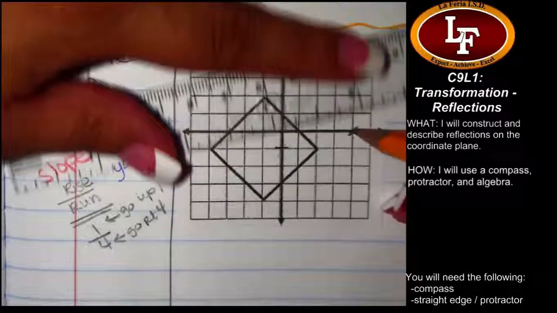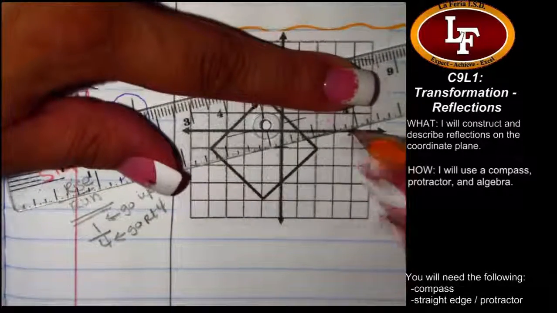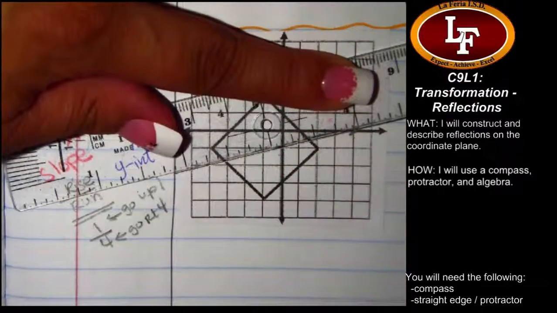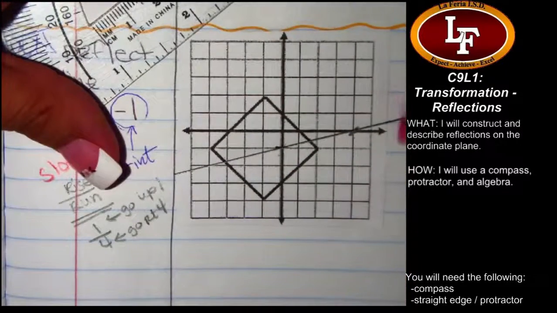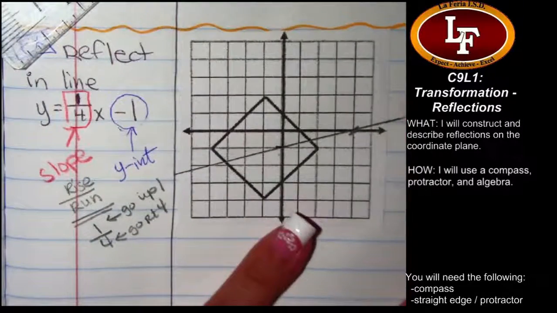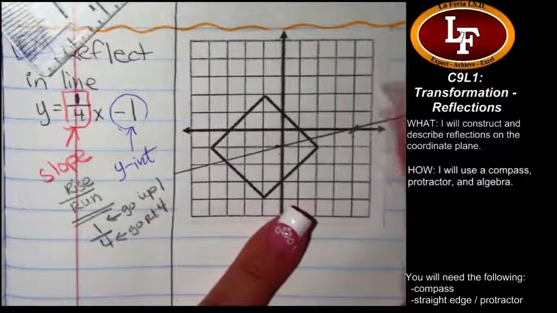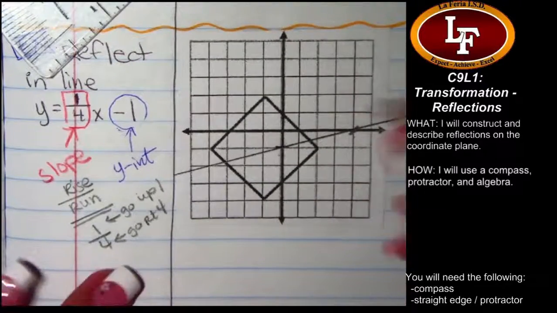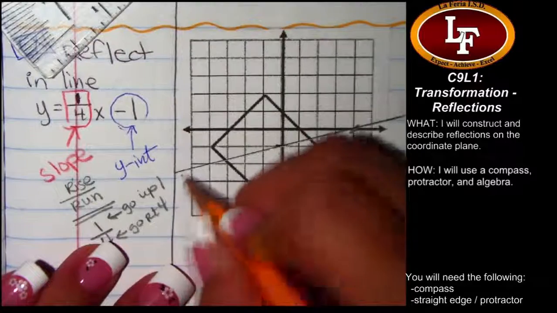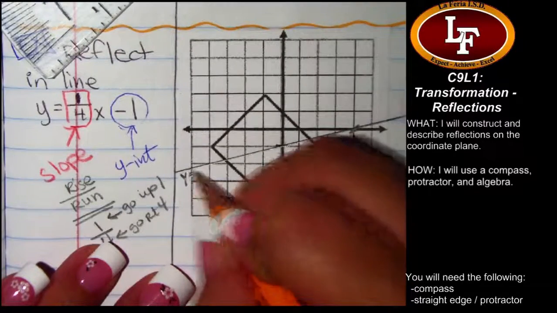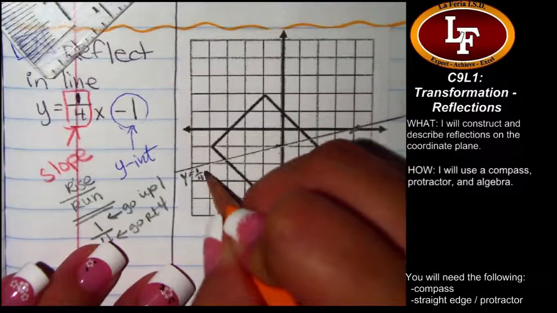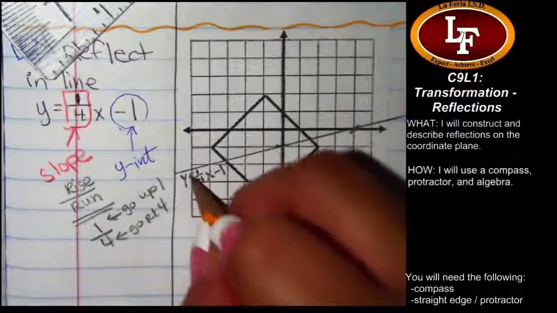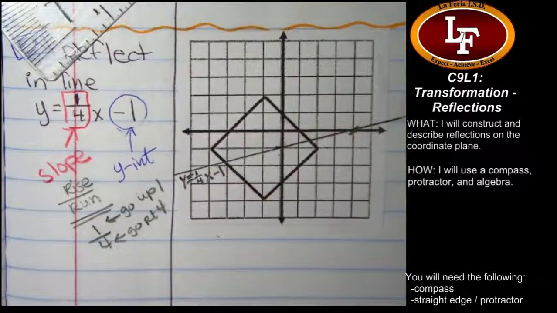Now that you have 2 points on your line, take your protractor and draw that line, because you only need 2 points to draw the line. I went a little off my page there. I'm going to label this line over here because I don't want it to run into my reflection. So label your line: there's your line of reflection, y equals 1/4 x minus 1.